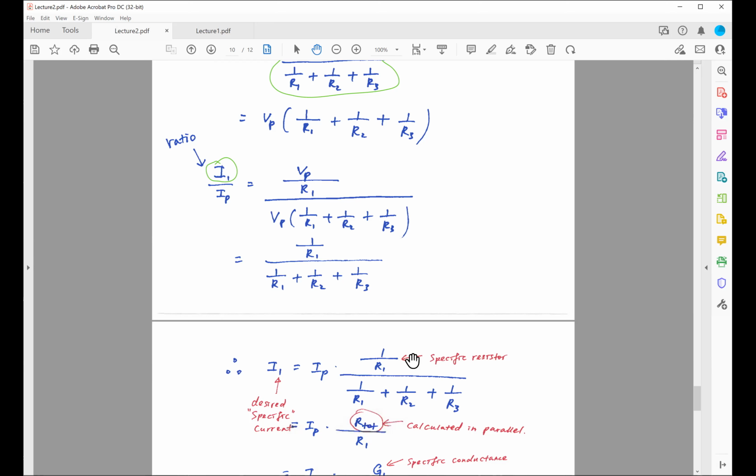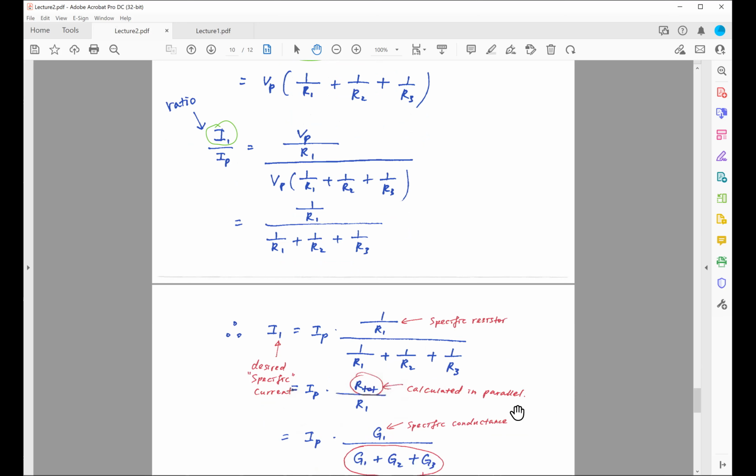But it's not just R1, it's 1 over R1. Since we're dealing with current, we take V over R. So we have 1 over R1 after these Vp's are canceled out. So 1 over R1 remains on the top, divided by 1 over R1 plus 1 over R2 plus 1 over R3. And this can also be expressed or simplified into IP times R total divided by R1.